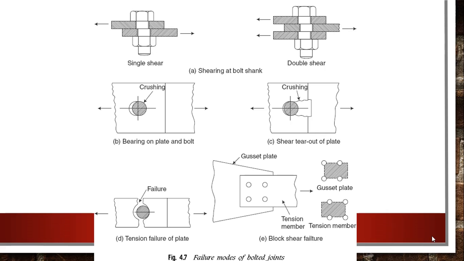Now the bearing on plate and bolt, that is the crushing failure, is called bearing failure. In figure number C, there is shear tear out of the plate. The plate tears out under the action of external load, right. And at last there is a tension failure of plate, and in figure number E, as you all can see, the block shear failure, which takes place due to both shearing and tearing criteria, right. So this is the overall diagrammatic representation of failure modes of bolted joints.